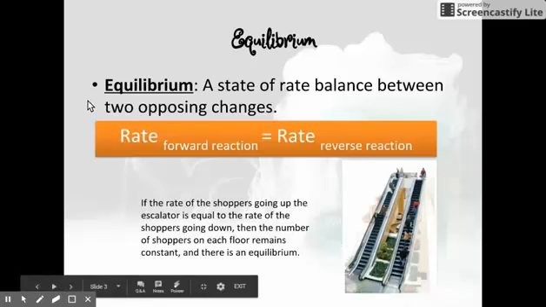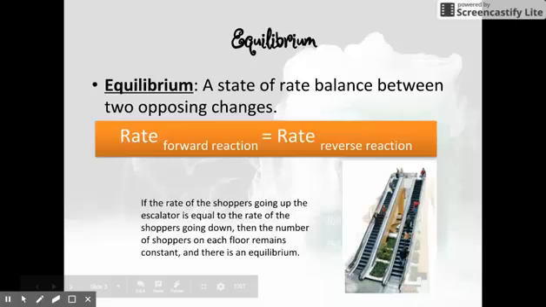So equilibrium is a state that's reached between the forward and the reverse reaction. It's a state of rate balance, meaning we are converting the same amount forward as we are backwards. So the rates of the forward and the reverse reactions are the same.